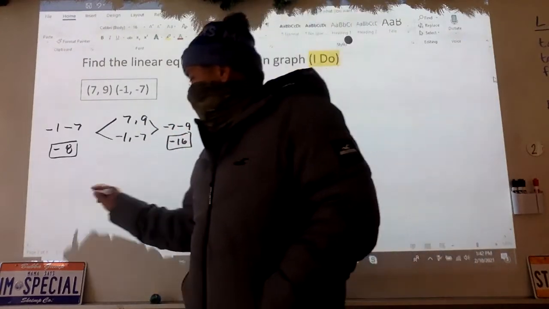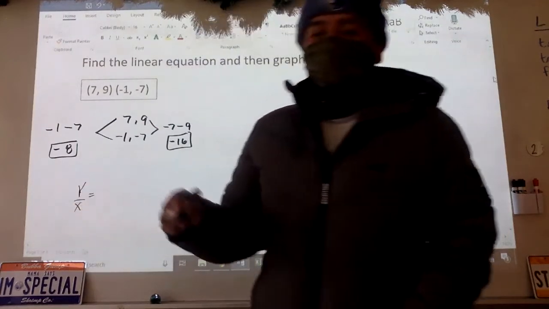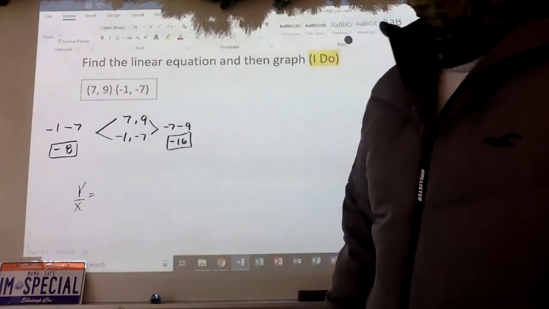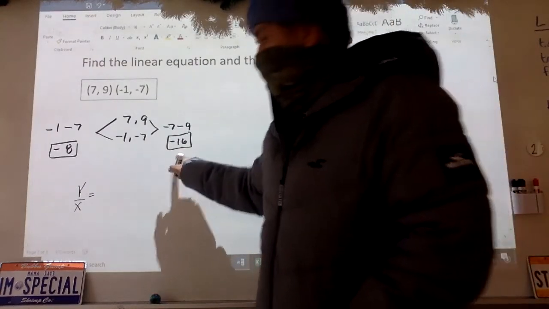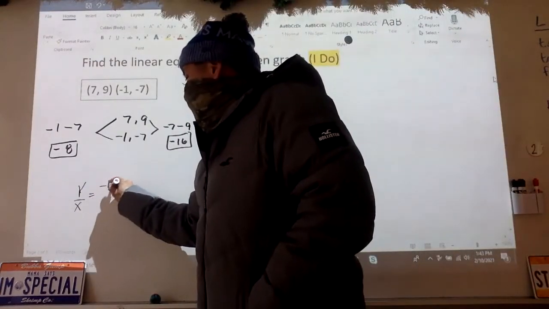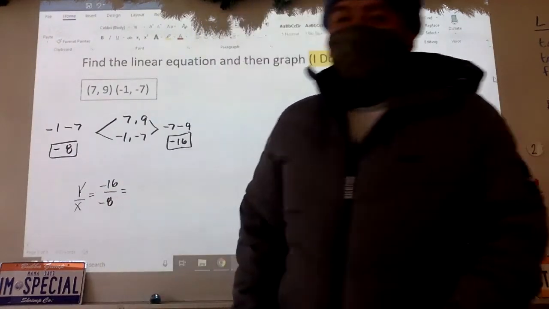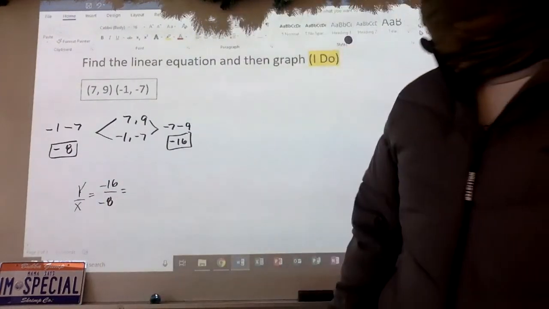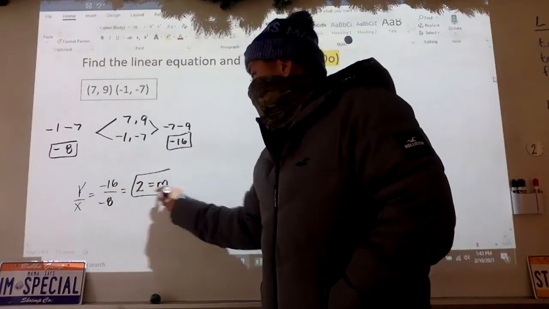So after that, I will do y over x. The y is always on the right. It's always on the right. That's why I kind of put a box around this number. So -16 over -8. This equals 2. 2 equals m.